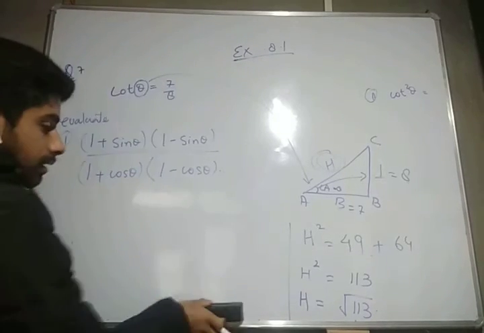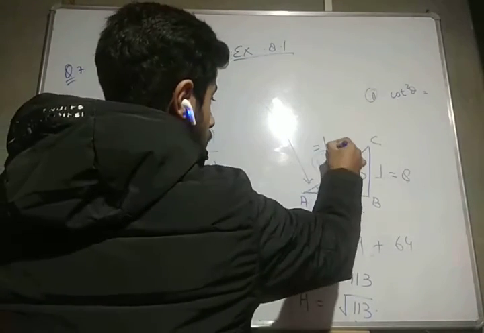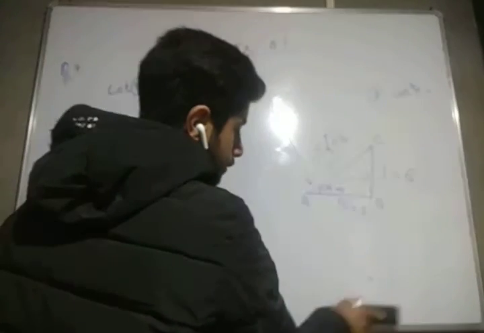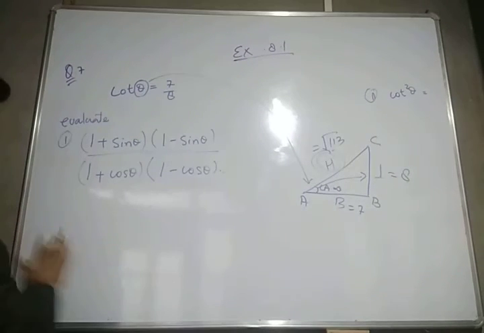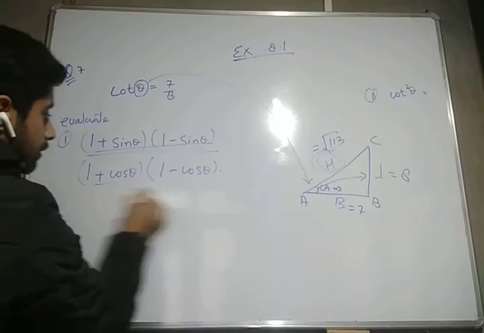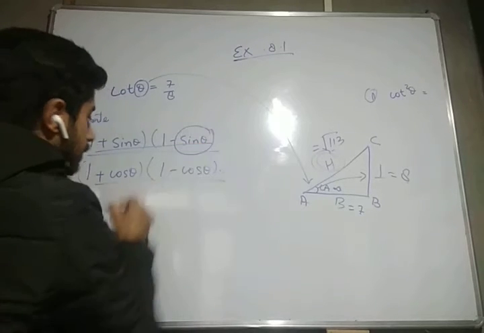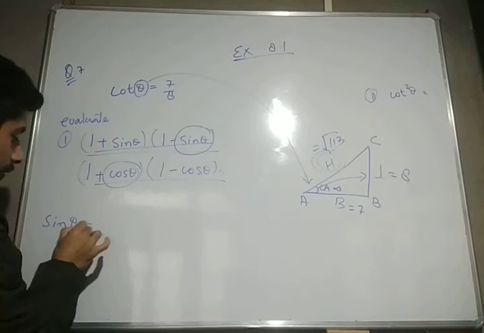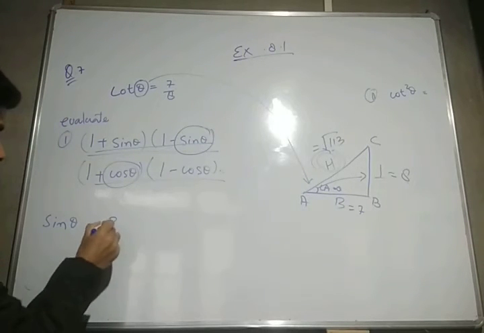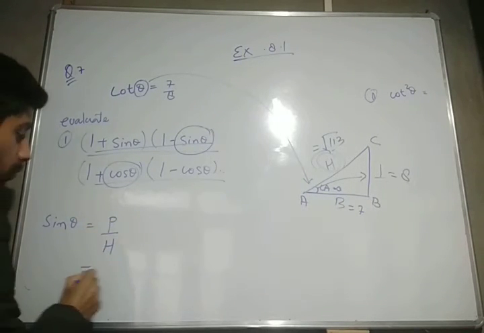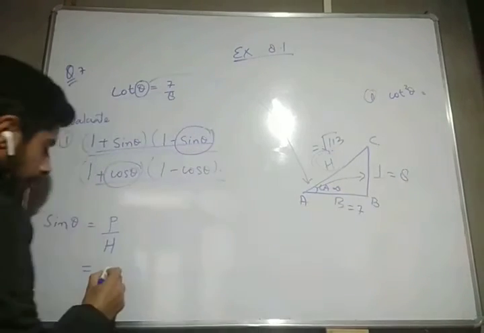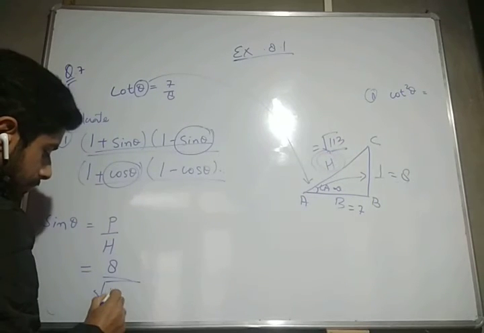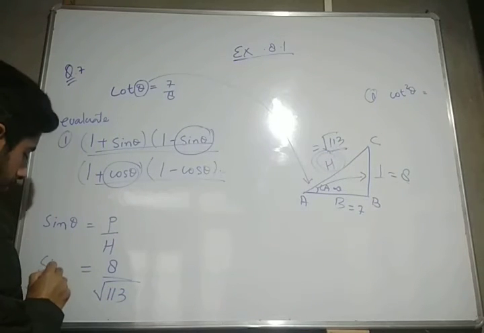So we calculated this hypotenuse, and the hypotenuse is square root of 113. Now in this part we have to use sine theta and cos theta. First calculate sine theta. Sine is perpendicular over hypotenuse. What is perpendicular? Perpendicular is 8. And what is hypotenuse? Hypotenuse is root 113. So this is our sine theta.